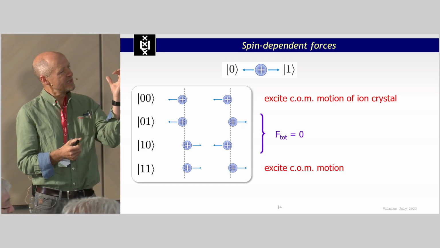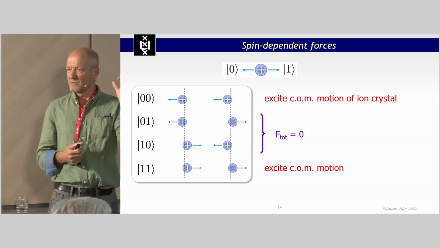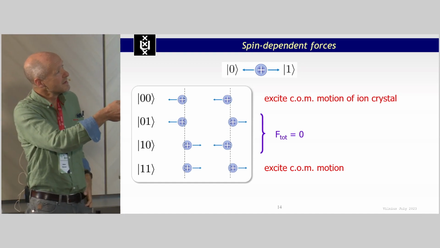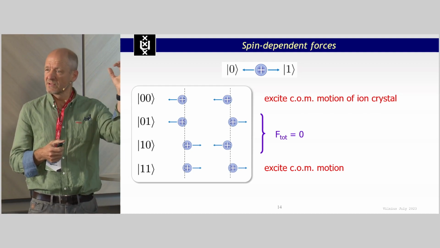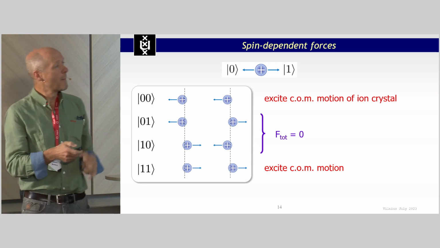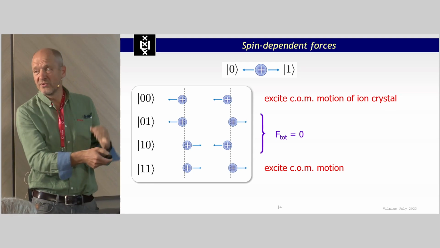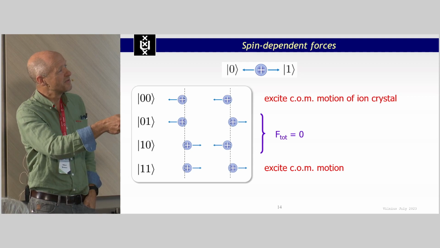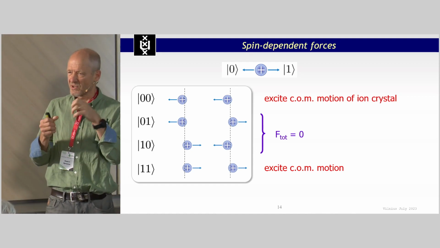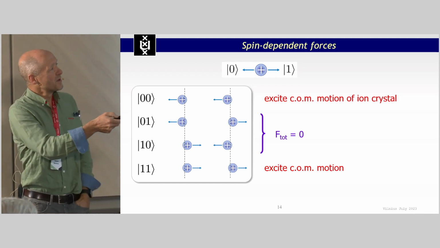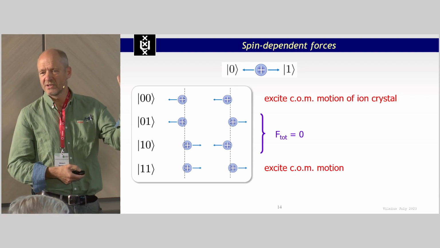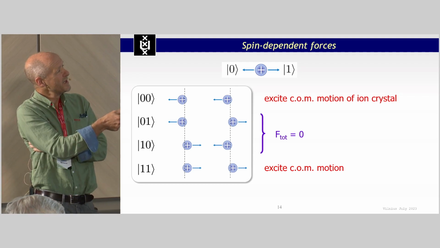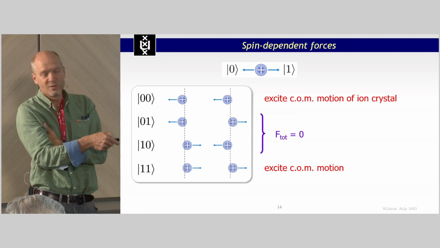But that means since all these ions are coupled together as a crystal, in this situation the optical tweezers push the entire crystal to the left. And here the entire crystal is pushed to the right. But here nothing happens, because these 2 forces cancel. So for the crystal as a whole, nothing is going to happen. So we have access to the common mode, the center of mass motion of the ion crystal, but only if the ions are in even parity states, not if they're in odd parity states.